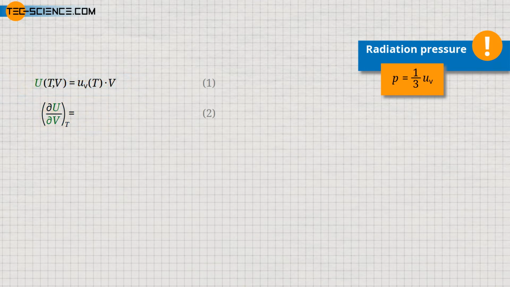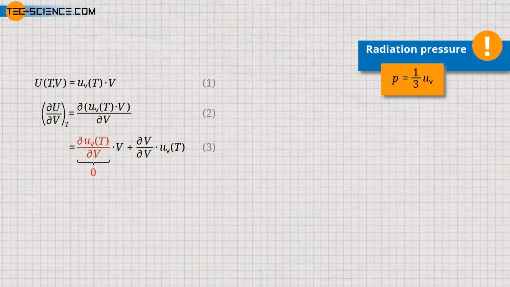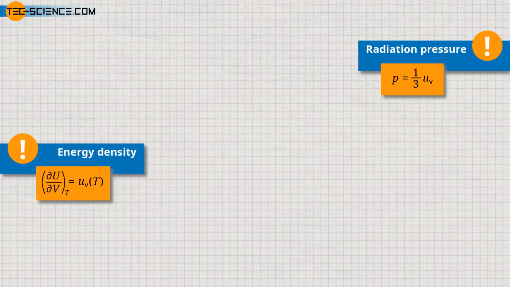To do this, we must use the product rule, and we then obtain the given expression. First, let's interpret the term marked in red a little bit closer. It can be seen that the partial derivative of the energy density with respect to the volume equals 0, since the energy density is not a function of the volume. With respect to the variable V, this is to be considered as a constant. Let us now turn to the term marked in blue. This term is obviously 1. So we see that the partial derivative of the internal energy with respect to the volume just corresponds to the energy density, as long as the temperature remains constant.